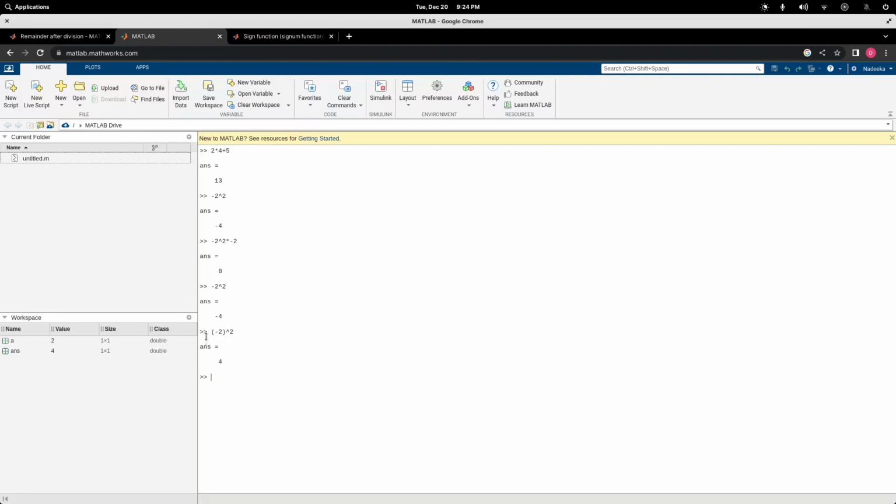Also I can change here. We'll do the same thing, 2 times, but this time I'll use parentheses. Now 4 plus 5 will go first, 9 times 2 is 18. This is similar to mathematics rules, the same as normal arithmetic precedence.